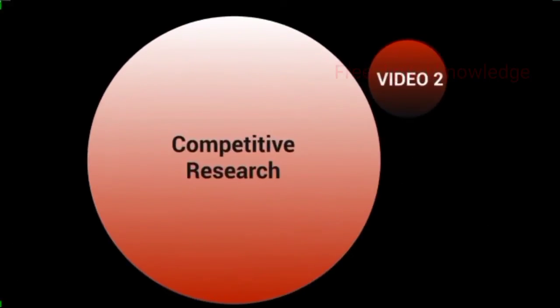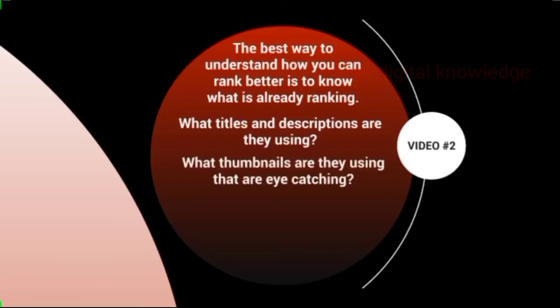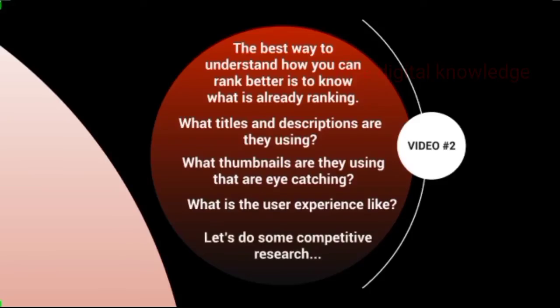So let's talk about competitive research. You see, the best way to understand how you can rank better is to know what is already ranking in your niche or your market. So what we want to do here is we want to analyze the videos that are on the top. And I want you to specifically look at what titles, what descriptions are they using, and what thumbnails are they using that are eye-catching. And what is the user experience like when you click through those videos? So let's go ahead and do some competitive research.